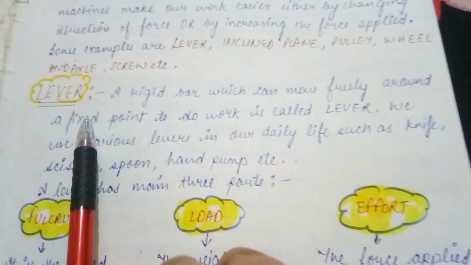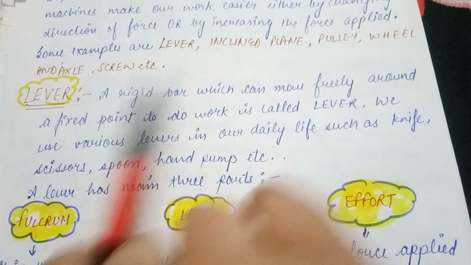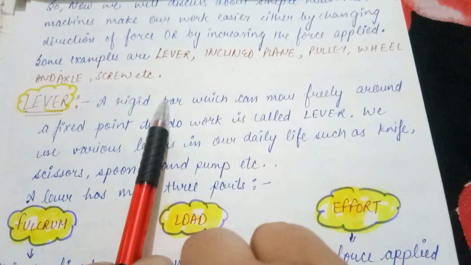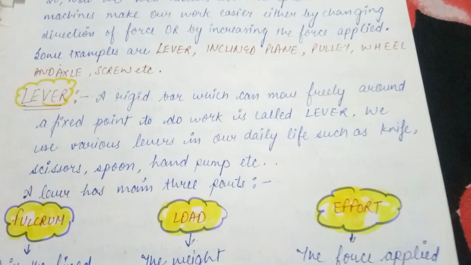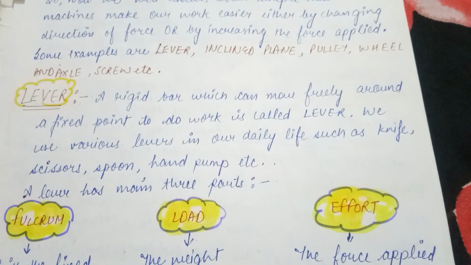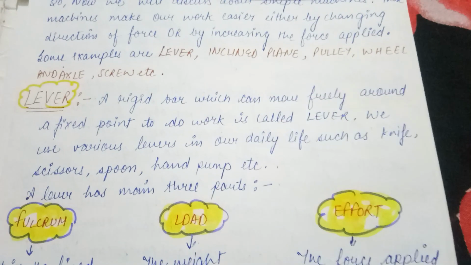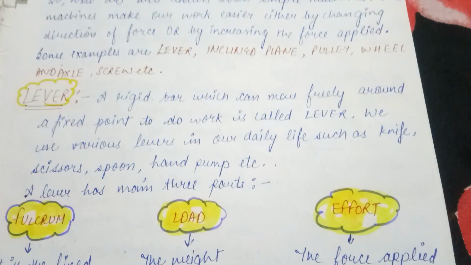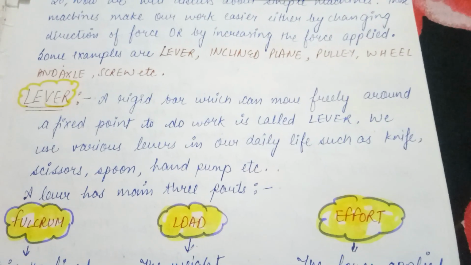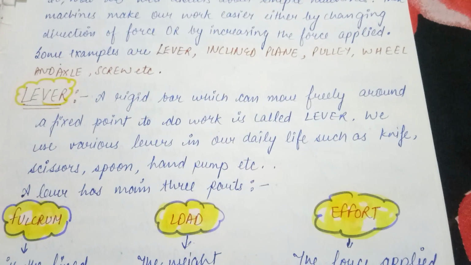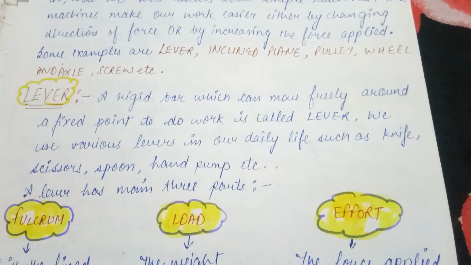So let us study about lever. Now what is a lever? A rigid bar which can move freely around a fixed point to do work is called a lever. We use various levers in our daily life such as knife, scissor, spoon, hand pump, etc.